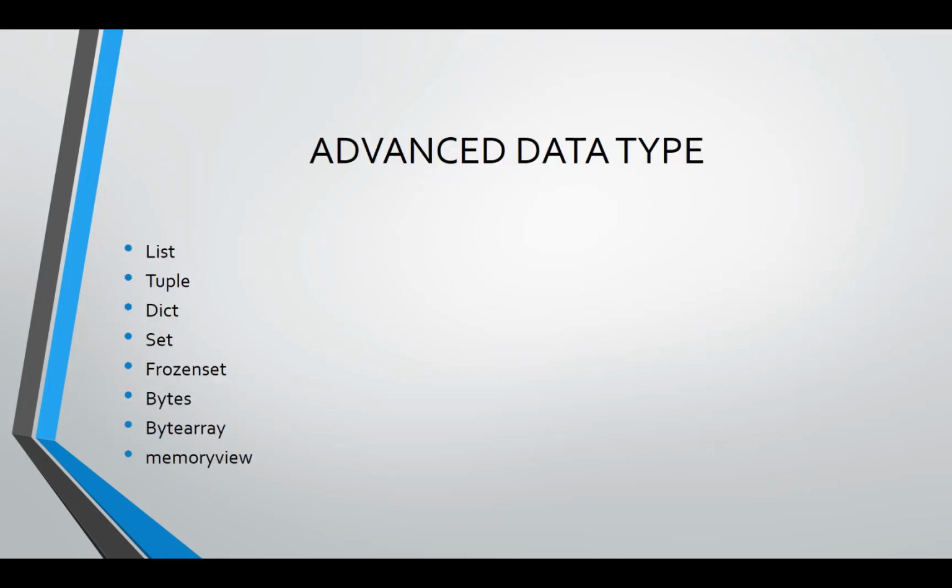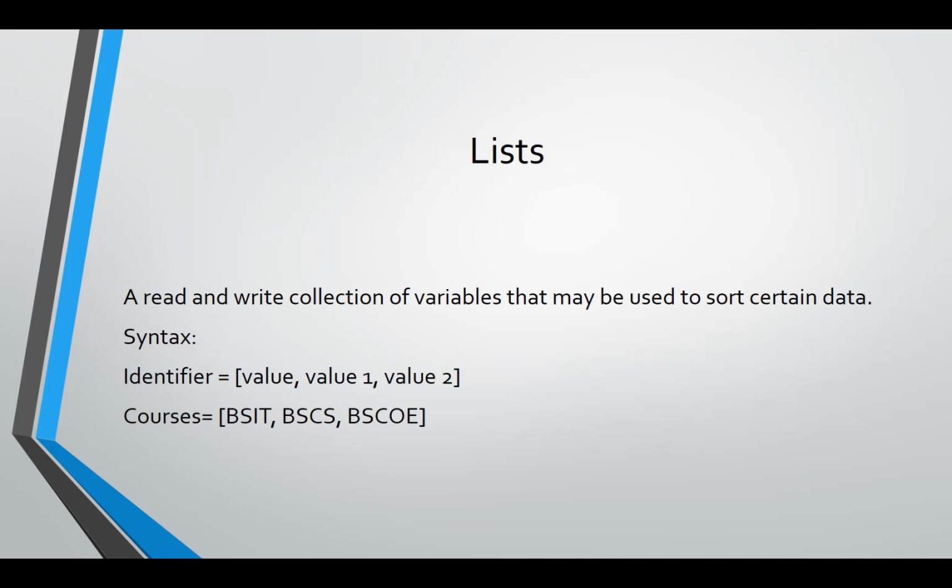And if you remember, before, we discussed that I introduced advanced data types. I have here list, tuple, dict, set, frozen set, bytes, byte array, and memory view. Now we're going to discuss list first. So what is a list? A read and write collection of variables that may be used to store certain data.